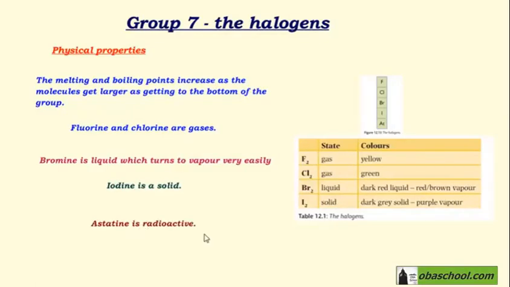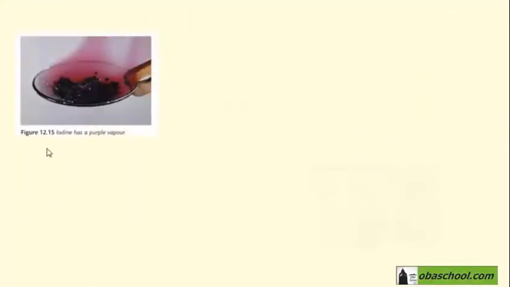Astatine is radioactive, the last element of the halogens in group number 7. It's radioactive. This is iodine in the picture, and you see the purple vapor as we said earlier.